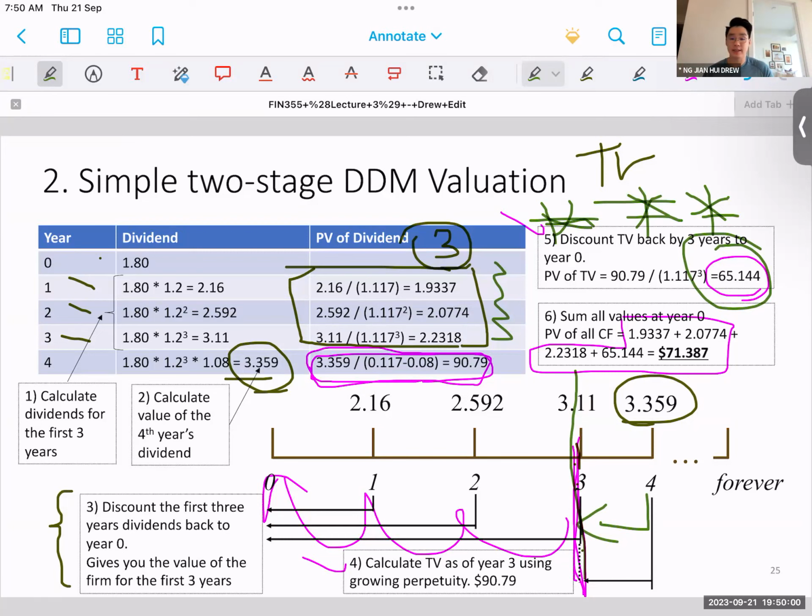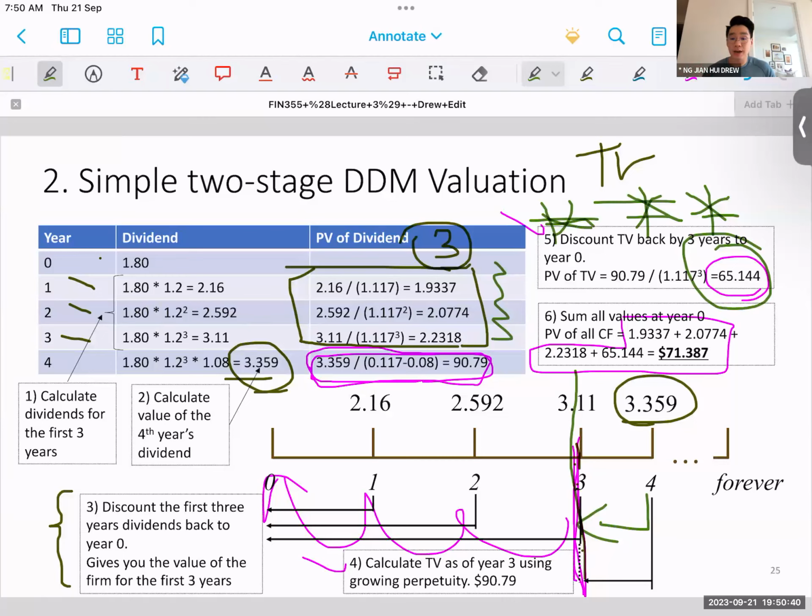Everyone clear with this? Because this is an important step. And as I said before I started the lecture, understanding the three models is very important, because in the next lecture we are going to use the FCFF and FCFE, and we are going to go back to this formula, but they are more complicated because we now need to calculate how to get the FCFF, how to get FCFE, etc. So everyone understands why we need to discount the terminal value back by 3 years, right?